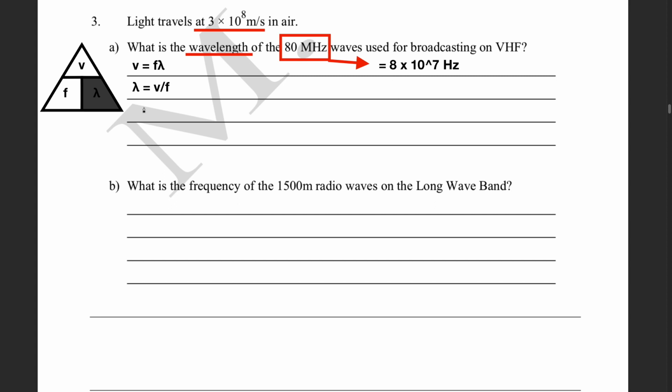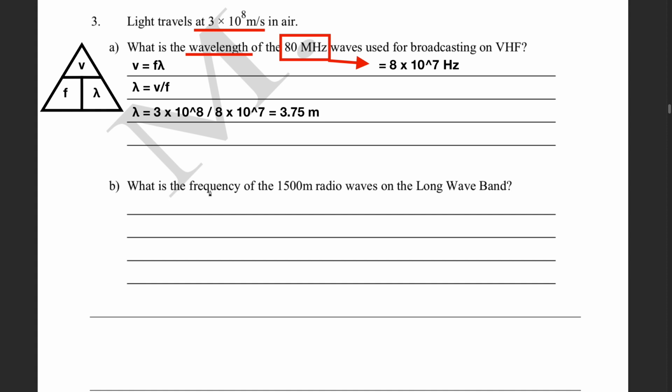Now plugging in these values into the equation, we will get 3 times 10 to the power of 8 divided by 8 times 10 to the power of 7, which will give us the answer of 3.75 meters. So the wavelength of an 80 MHz wave is 3.75 meters. Last question.